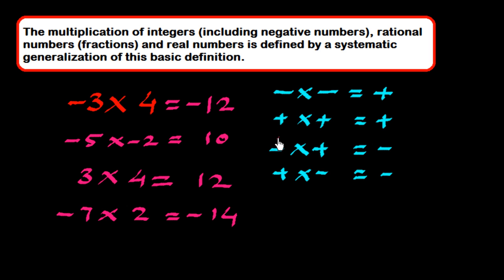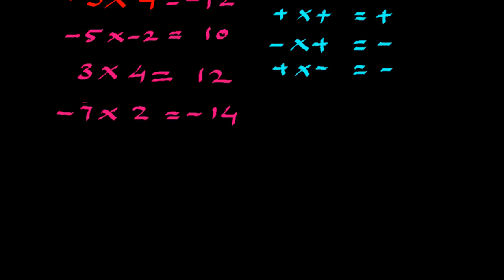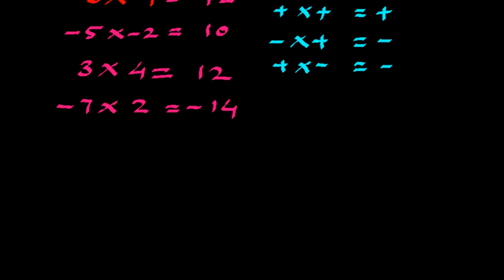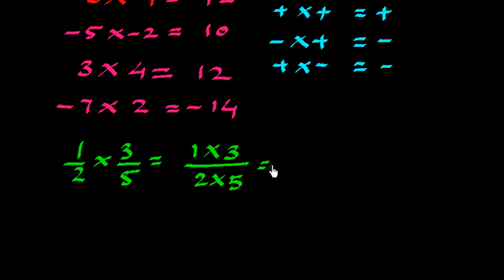Now we see how we multiply the rational numbers or fractions. I explain how we multiply fractions. Here you see we have 1 over 2. We have to multiply it with 3 over 5. In the numerator we multiply 1 into 3, and in the denominator 2 into 5. So 1 times 3 is 3, and 2 times 5 is 10. So it is 3 over 10.